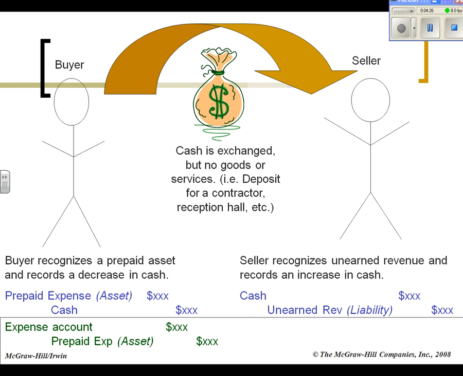Now, the adjusting entry for the landlord will be recording the revenue. So they'll credit rental revenue and then debit this unearned revenue or liability account to reduce it. All right, so that's the course of the year. So here we had the bagel shop owner as the buyer. All right, that's deferrals.